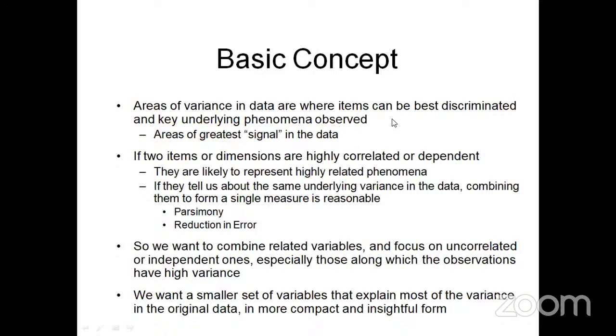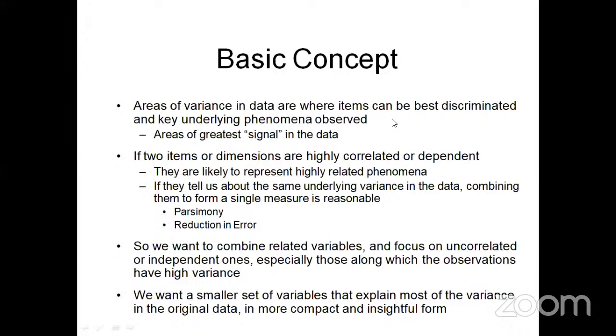If two items or dimensions are highly correlated or dependent, they are likely to represent the same phenomena. If they tell us about the same underlying variance in the data, combining them to form a single measure is reasonable. That is parsimony, or reduction in error.